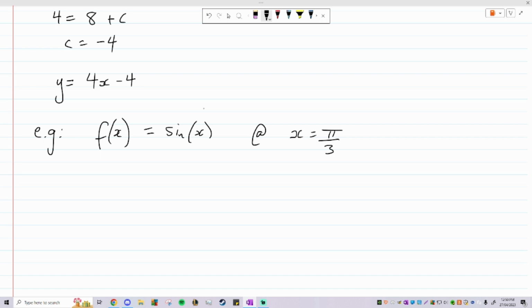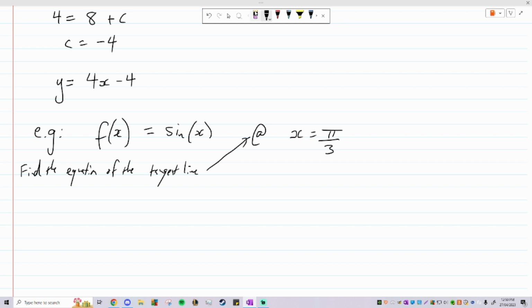Okay, and I want to find again, find the equation of the tangent line at x equals pi on 3. Okay, so I'm finding the equation of the tangent line to f of x at x equals pi on 3.